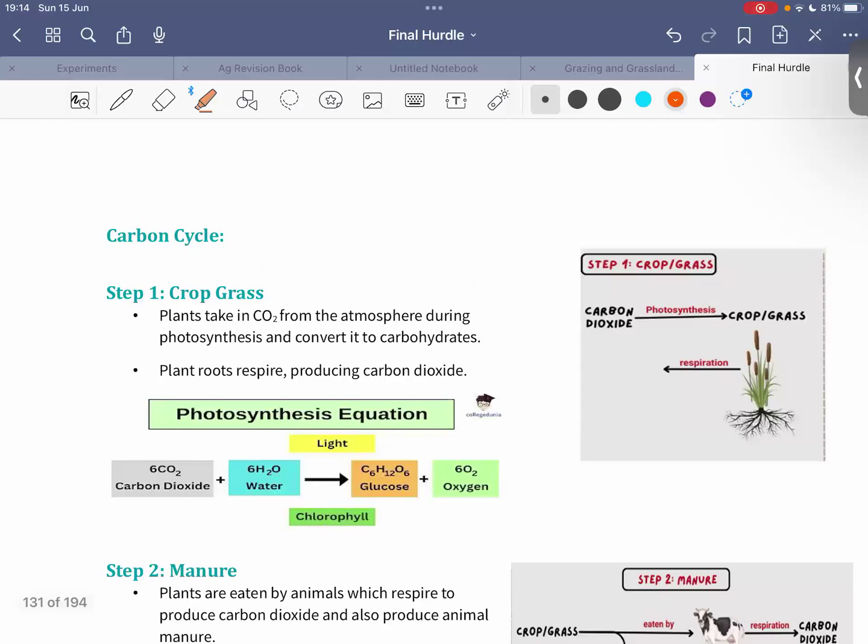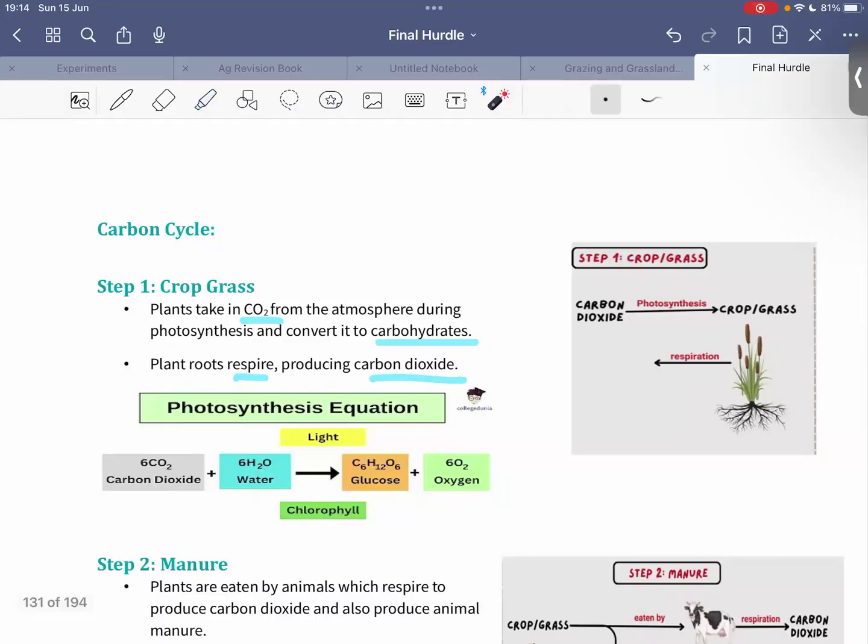On to the easier one, the carbon cycle. The carbon cycle, very simple. This is about our photosynthesis. Plants take in CO2 from the atmosphere during photosynthesis and convert it into carbohydrates. Plant roots respire and naturally are going to produce carbon dioxide. So your plant is carrying out photosynthesis and respiration. Look at this diagram here. The plant is absorbing carbon dioxide through the process of photosynthesis into the plant, and then at night it's carrying out respiration through the roots, releasing carbon dioxide down into the soil.